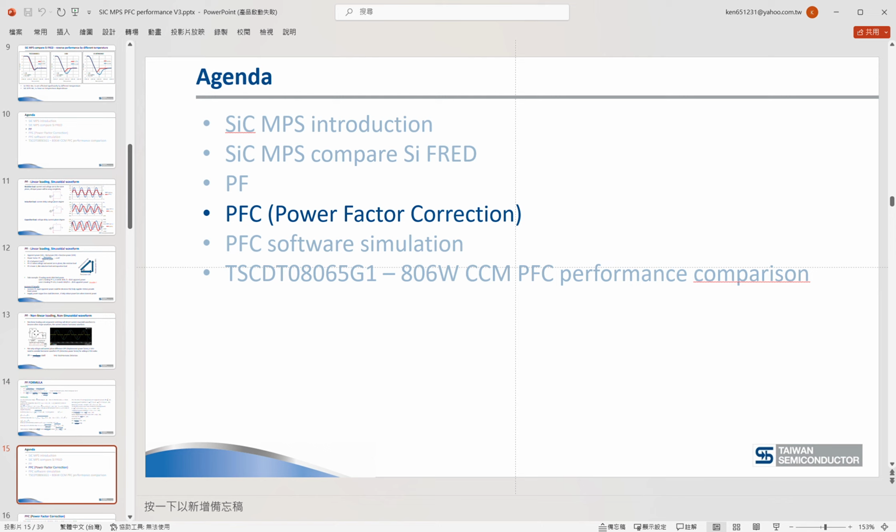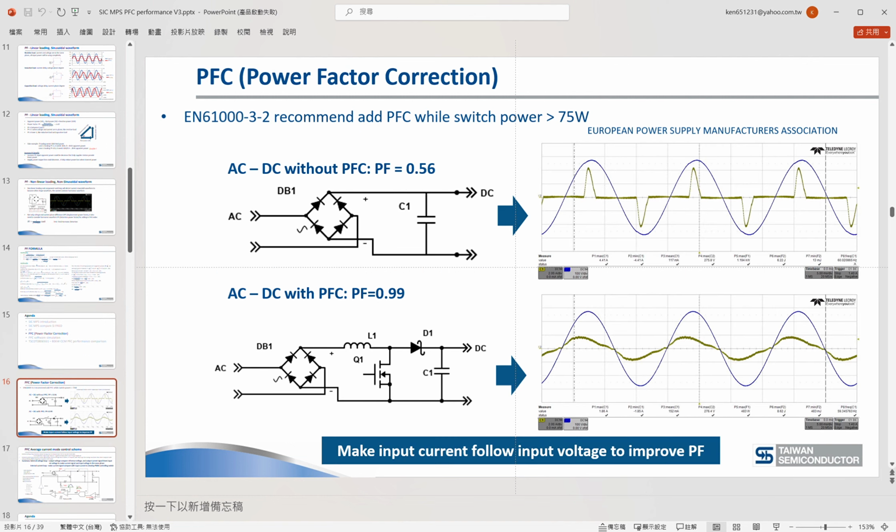So we know that improving power factor is important. We'll use PFC, power factor correction, to do it. There is a criterion, EN61000-3-2. It recommends adding PFC if the switching power is bigger than 75 watts.